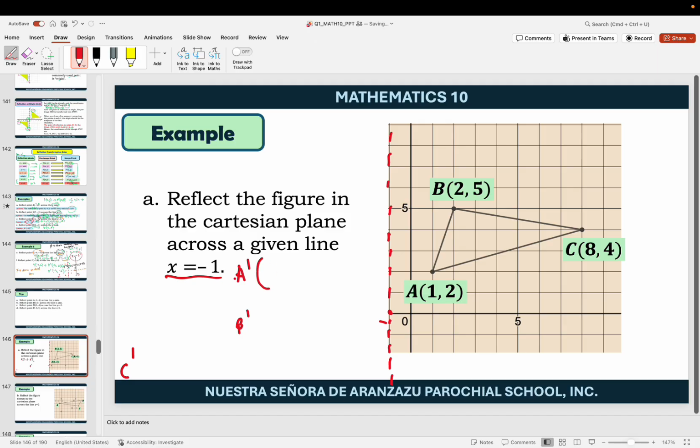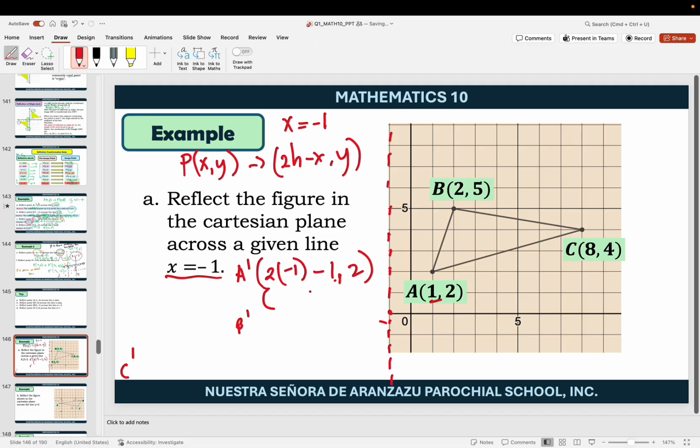So, let us solve. So, given point A, 1, 2. So, yung magiging rule natin dito, i-apply natin yung 6th rule. So, when the given point x, y will be reflected on the given constant of x is equal to negative 1. So, yung constant natin is negative 1. So, 2h minus x, y. So, ito yung rule na i-apply natin. So, that is 2 times the constant, negative 1, minus your x, 1, then copy y. So, 2 times negative 1 is negative 2. Negative 2 minus 1 is negative 3. Tama ba? Negative 2 minus 1. Ayan, negative 3, comma 2.